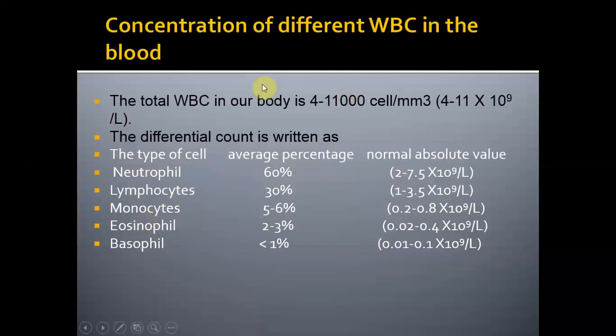Now, this table is very essential and very important for you. I think you have to memorize it. This gives you the normal ranges of the total white blood cell count in our body, plus the average percentages and the normal absolute values for each subset of white blood cells present in our body. The total WBC count in our body ranges from 4 to 11,000 cells per cubic millimeter.